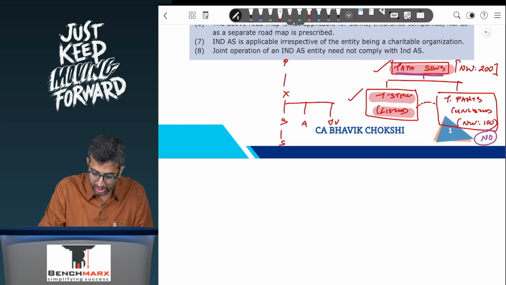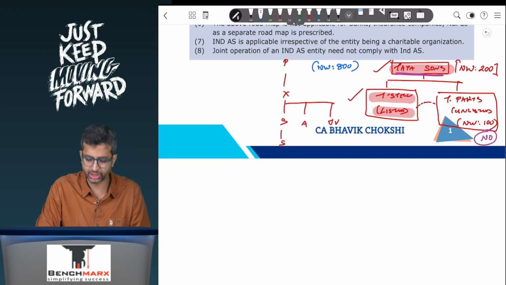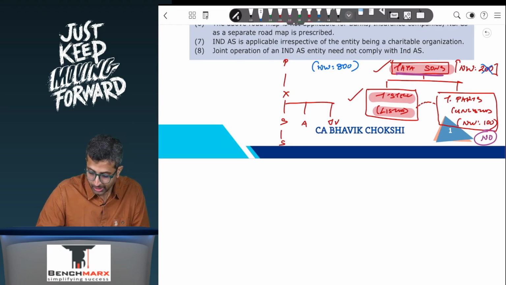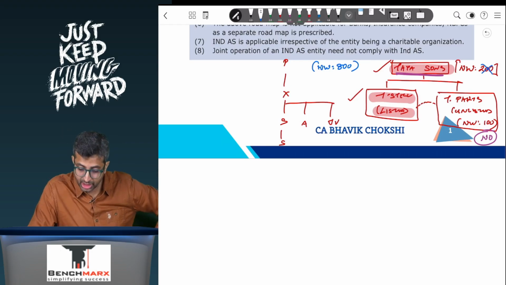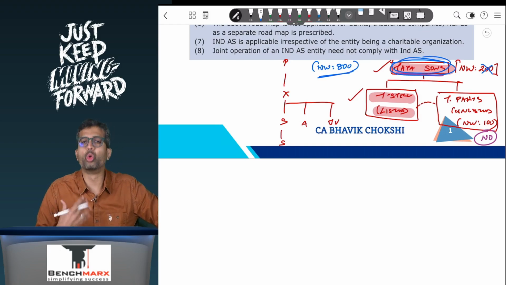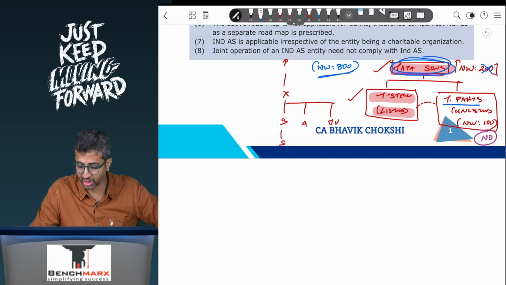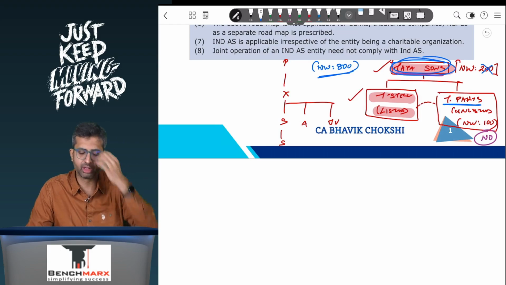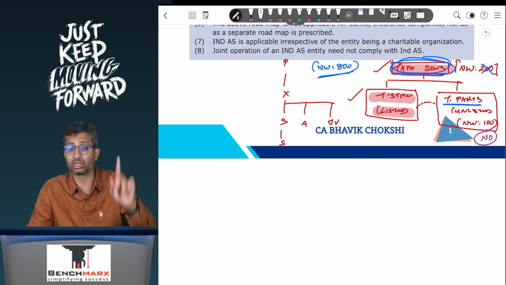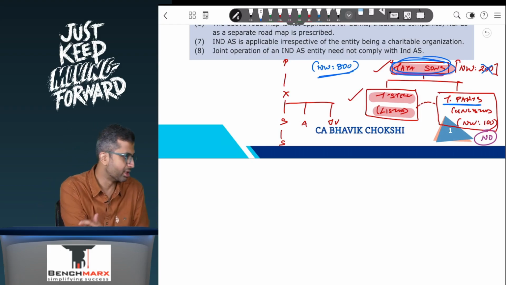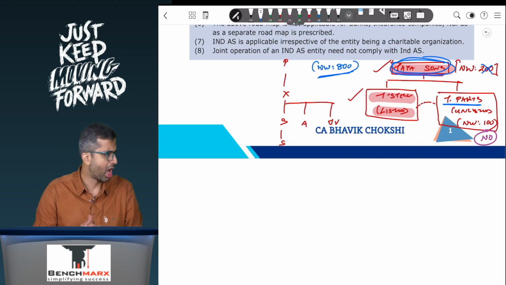Okay. Now let me make it a little more complicated. Let us say Tata Sons had a net worth of 800 crores. It was an Indian company having a net worth of 800 crores. Now what do you guys think? Irrespective of what Tata Steel does, does Tata Sons have to follow Ind AS? Yes, because of its own applicability. Now, will Tata Parts have to follow Ind AS? Yes, that is right. Why? Because the parent is covered under Ind AS, so the subsidiary will be covered under Ind AS, and here the parent is covered because of its own net worth, not derived based on subsidiary net worth. Are we clear with this?